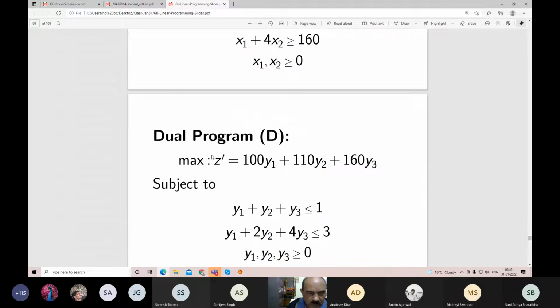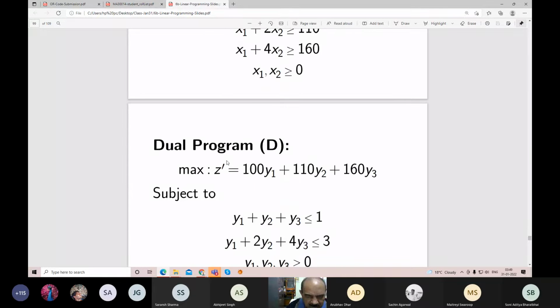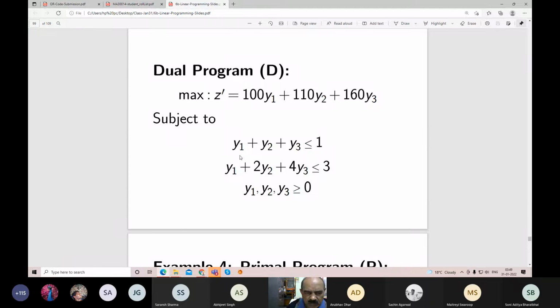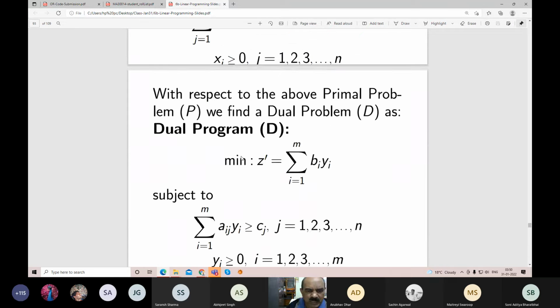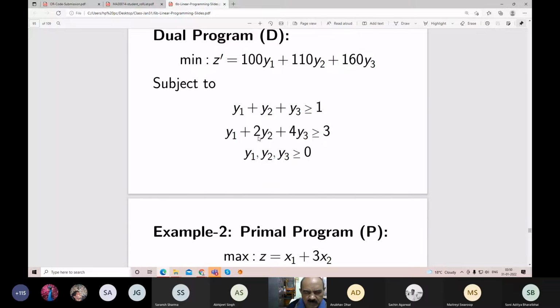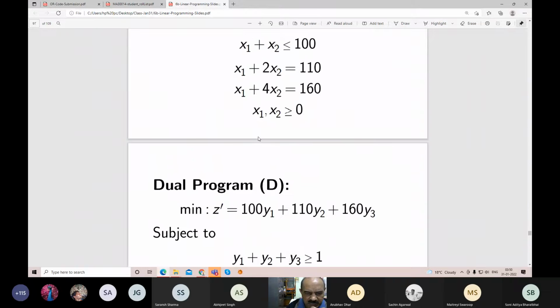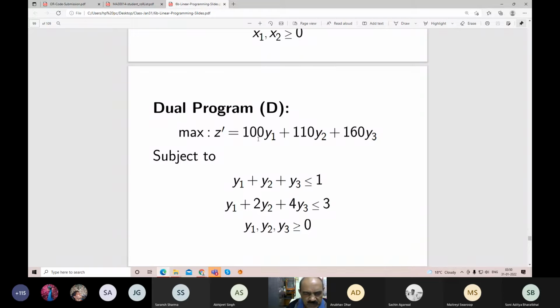With respect to this, if example 3 is the primal, then this is the dual. I have already told you, if example 1 is the primal, then this is the dual, and vice versa. These slides I have already given you much earlier. Did you get the slide or not?